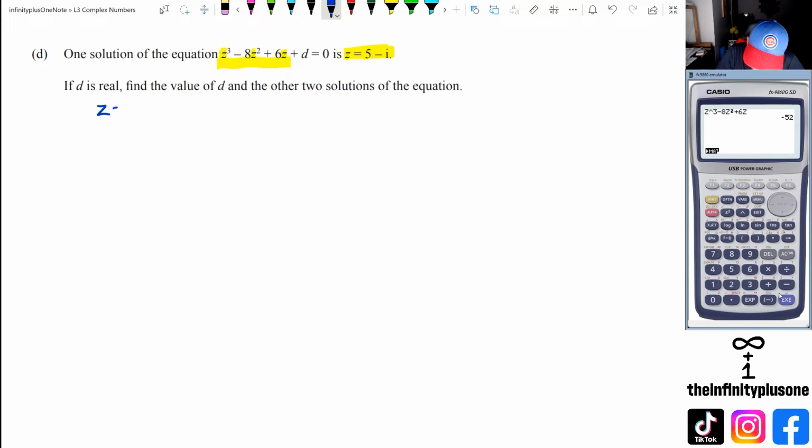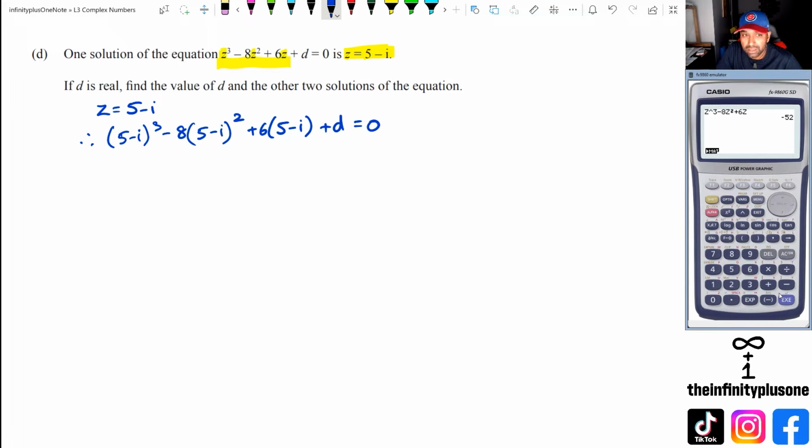So I might actually say z is equal to 5 minus i, therefore I'm going to put (5 minus i) cubed minus 8 times (5 minus i) squared plus 6 times (5 minus i) plus d is equal to 0. Now remember, this entire part here, I've actually done this in the calculator, and that's equal to minus 52. So minus 52 plus d equals 0, and then I can say that d is equal to positive 52. Once I get d, which equals positive 52, I am pretty happy with what's happened here.